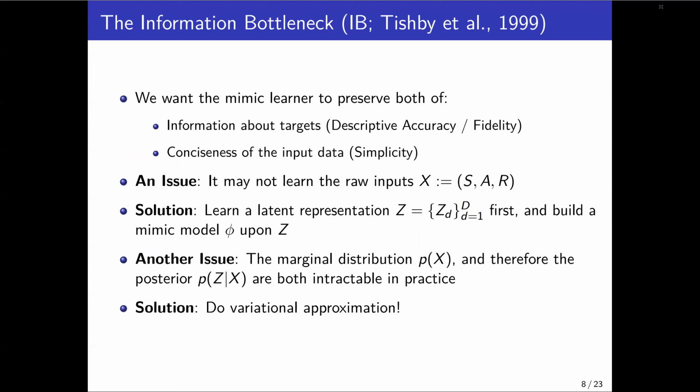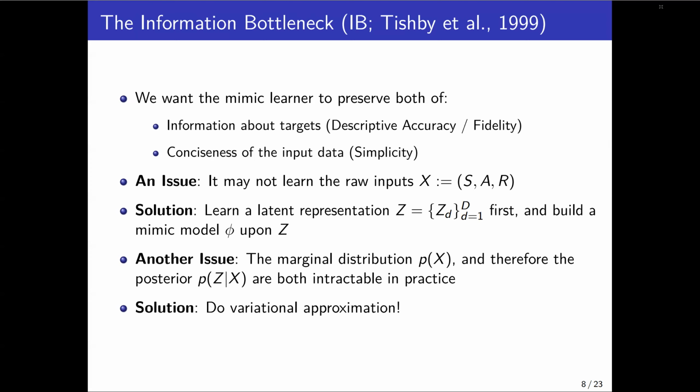The information bottleneck principle, or IB, we want to follow is very simple. We want to find the sweet spot between descriptive accuracy and simplicity, and find the mimic learner which best preserves both the target information and conciseness of the compressed input data. However, we again face the issue that the raw inputs, such as images or genetic data, are entangled and high dimensional, so our model may not learn the raw inputs X. In the RL context, we will define the inputs X as the state-action-reward triplets.